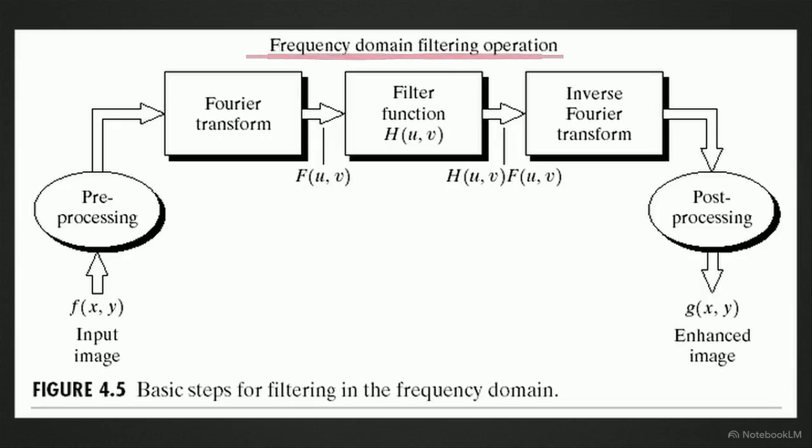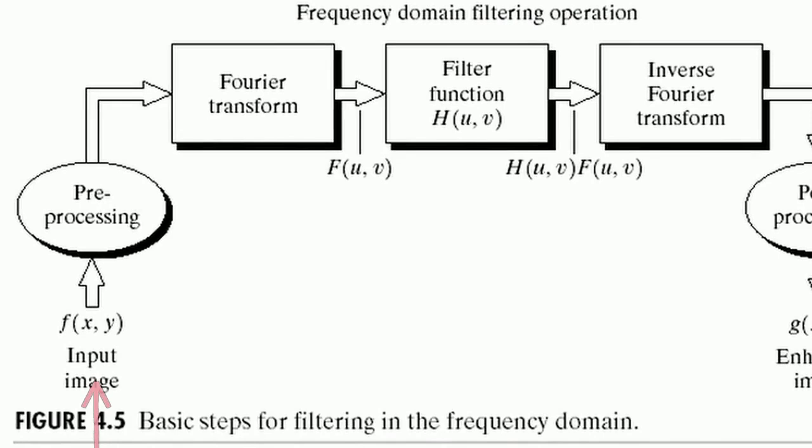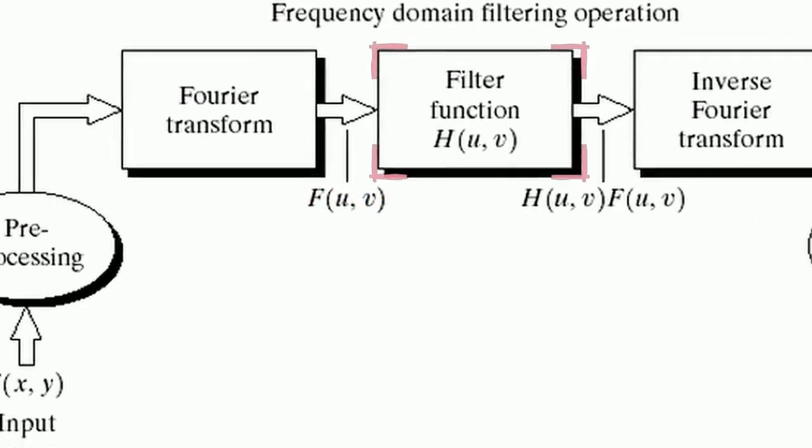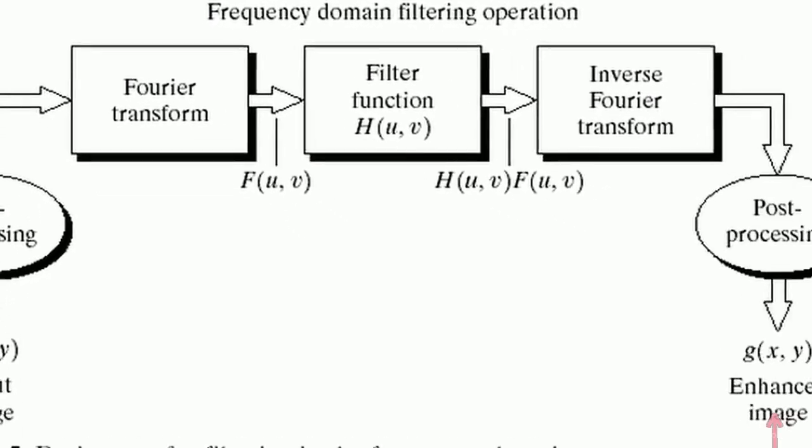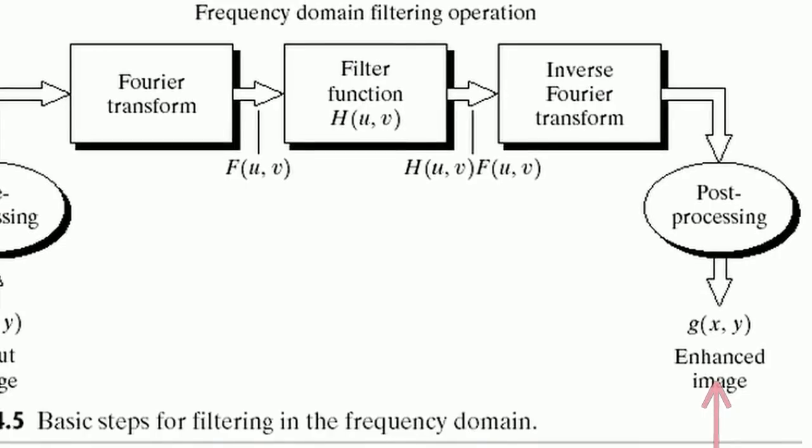This flowchart outlines the three-step computational pipeline required to execute this bypass. The first step takes the original spatial image, our f of xy, and converts it into its Fourier transform representation, labeled here as f of uv. Next, we multiply that transform data by a specific filter function, h of uv, to isolate the exact data ranges we want to keep.